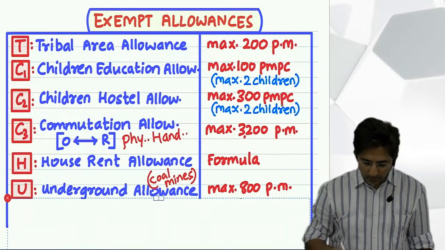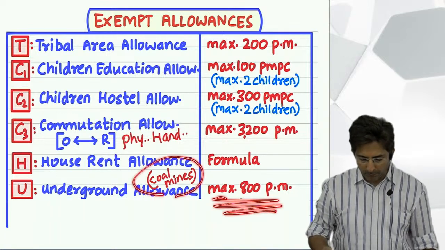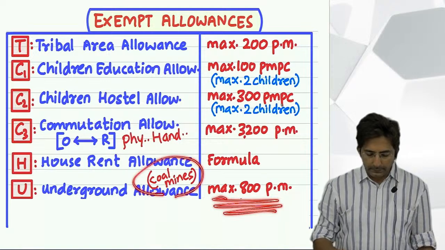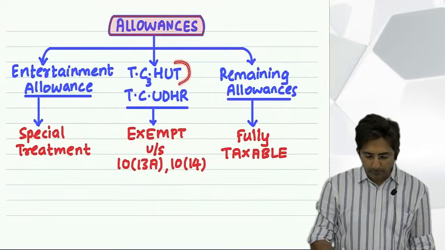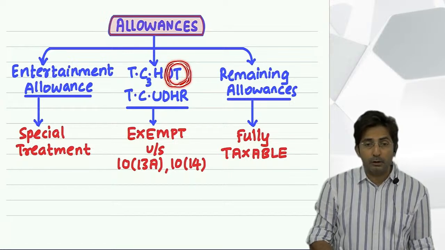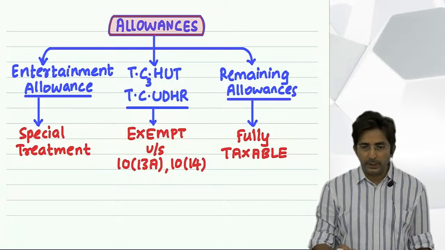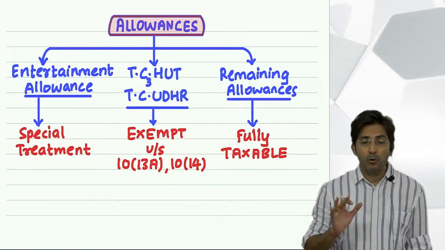For working underground in a coal mine, the exemption is a maximum of 800 per month. Okay. Then in TC hut, the next alphabet is T. T stands for allowances to employees of transport undertaking. Allowances to employees of transport undertaking.